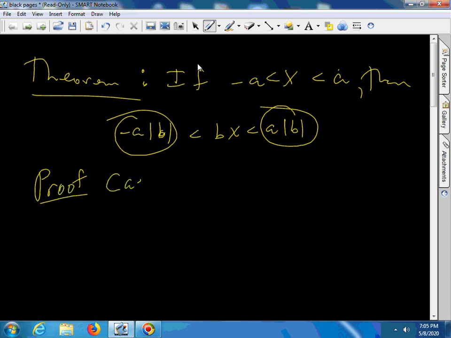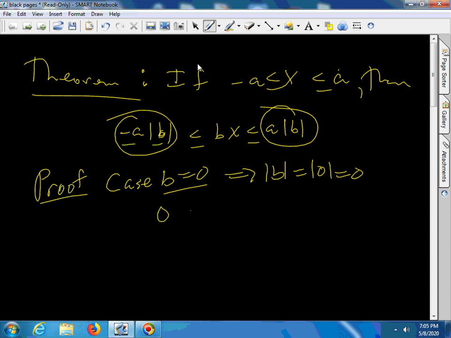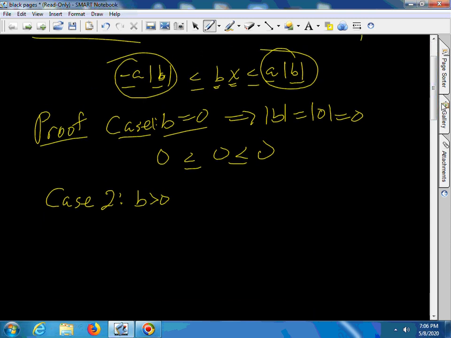Okay, so let us see how we can do this. Well, I guess I'll do it by cases. If b is 0, then the absolute value of b is 0. And it's really true because negative a times 0 is 0, and 0 times b is 0, and a times 0 is 0. So that one works. Case 1, b is 0. And just 2 more cases. Case 2, b is positive. Okay, and this is the easier case.